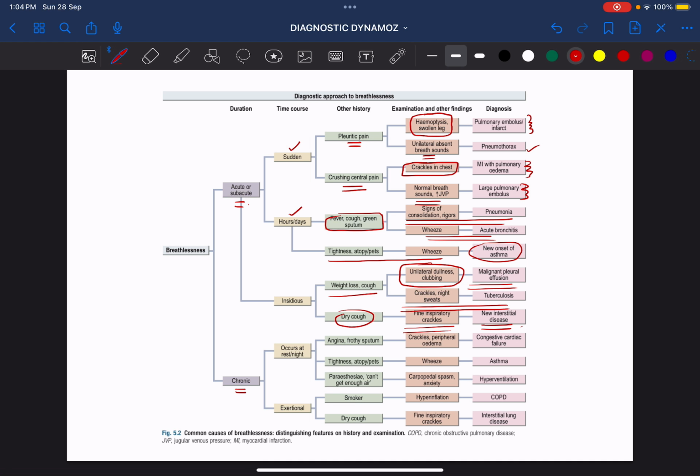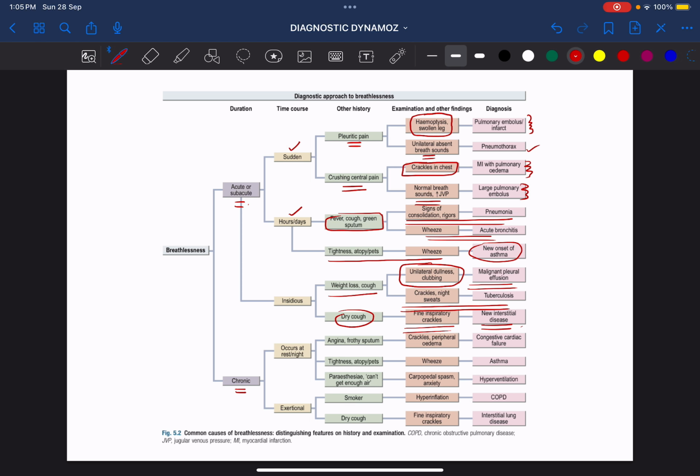To summarize, acute breathlessness will be either sudden: with pleuritic pain and hemoptysis, think about pulmonary embolism; unilateral absent breath sound, think about pneumothorax; crushing central pain with crackles, MI with pulmonary edema; with raised JVP, impending heart failure. Progressive breathlessness with fever and cough, think about consolidation pneumonia; tightness and atopy, think about asthma or acute bronchitis. Insidious onset with weight loss, cough, unilateral dullness and clubbing, remember malignant pleural effusion. Remember, fine inspiratory crackles with dry cough is pathognomonic of interstitial lung disease. It is actually a very commonly given hint in your clinical examination and unique case scenarios in your theory exams.